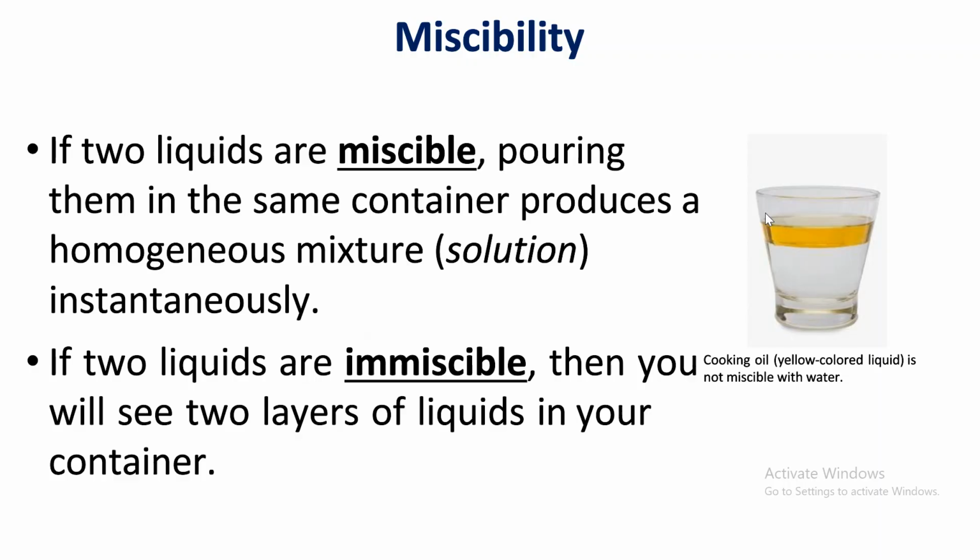Now, if you have two liquids that are miscible, meaning they mix and form one homogeneous layer, if you pour them in the same container, they will instantly mix. So you are going to have a solution. But if the two liquids are immiscible, then you are going to start seeing different layers. And it's very important: different layers means they do not mix because they have different forces of attraction.